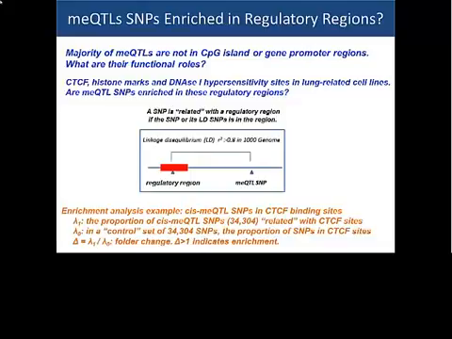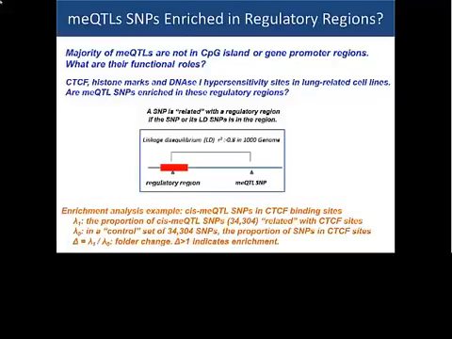So here we use the CTCF binding sites as one such example. First of all, for the methylation QTL SNPs, we calculate lambda 1, which is the proportion of the cis-methylation QTLs related with the CTCF sites. And then we need to generate a control SNP set which has the same number of SNPs, but these SNPs are not associated with DNA methylation. And then we calculate the proportion of the SNPs in the CTCF binding sites. And then we define delta as lambda 1 divided by lambda 0 as the enrichment score.